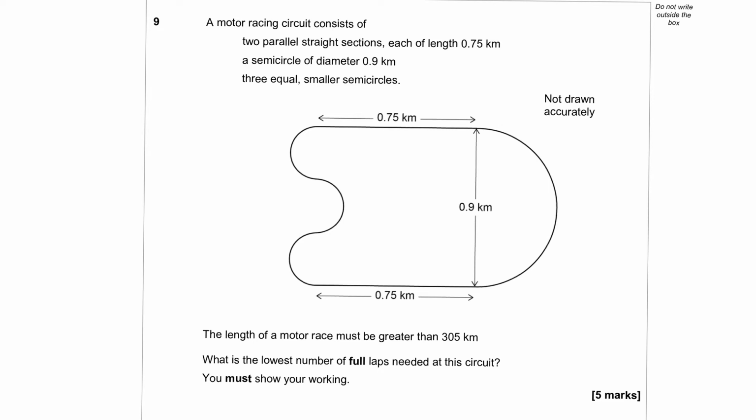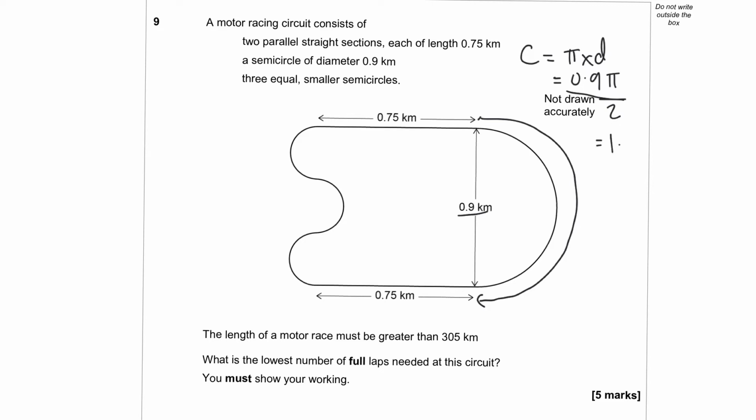The first thing we need to work out is the length of this part, which is basically the circumference of a semicircle. We know the diameter is 0.9, and circumference is pi times diameter. So it'll be 0.9 times pi, then divide by 2, since we've only got half of it. Put that into your calculator and you should get about 1.4.